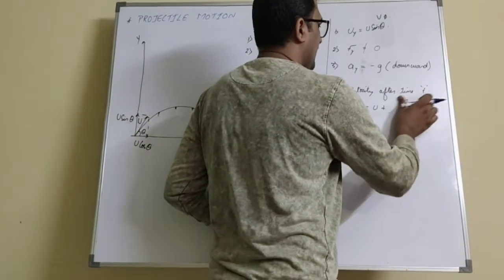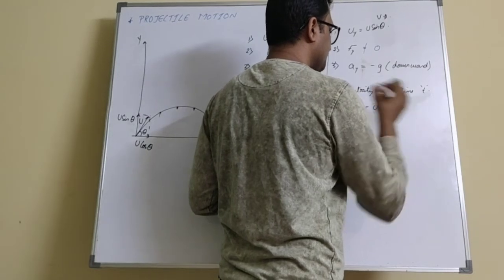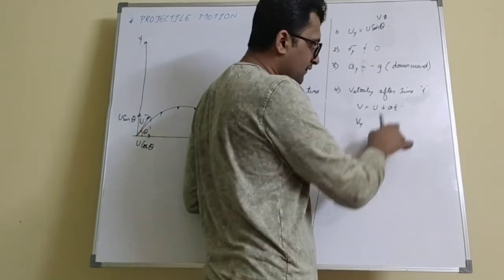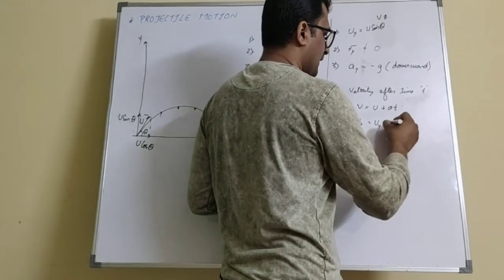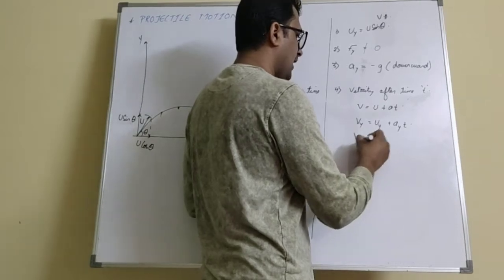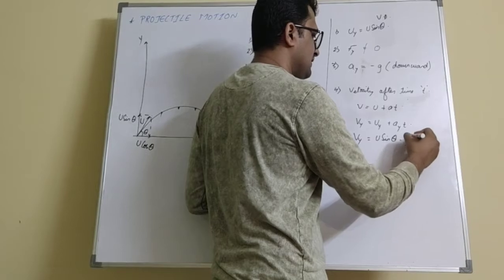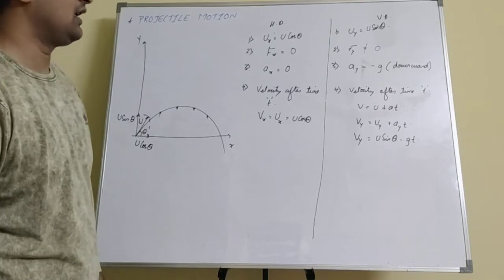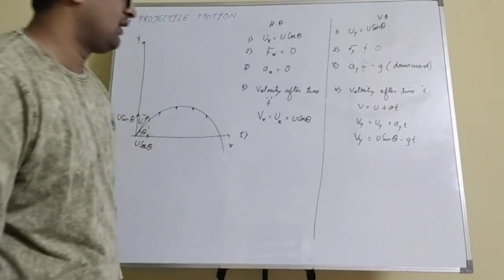So here for y-axis we are applying v equals u plus at. Clear? So vy, the final velocity after time t, equals the initial velocity, uy, plus acceleration in y direction multiplied by t. So vy will be u sin theta minus gt. Clear? Then next, moving towards the next topic.